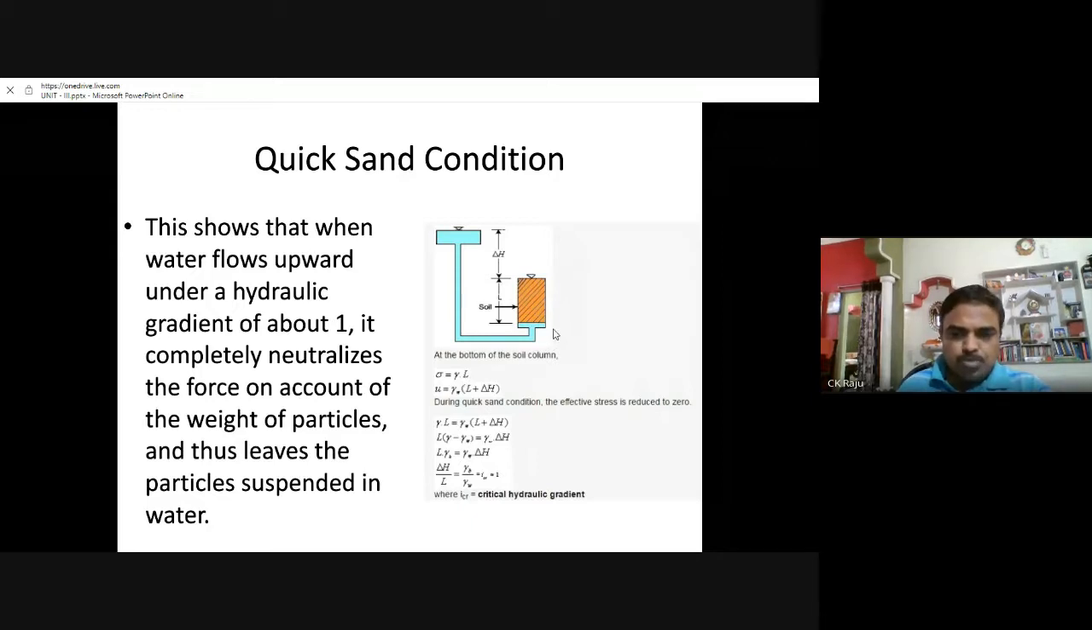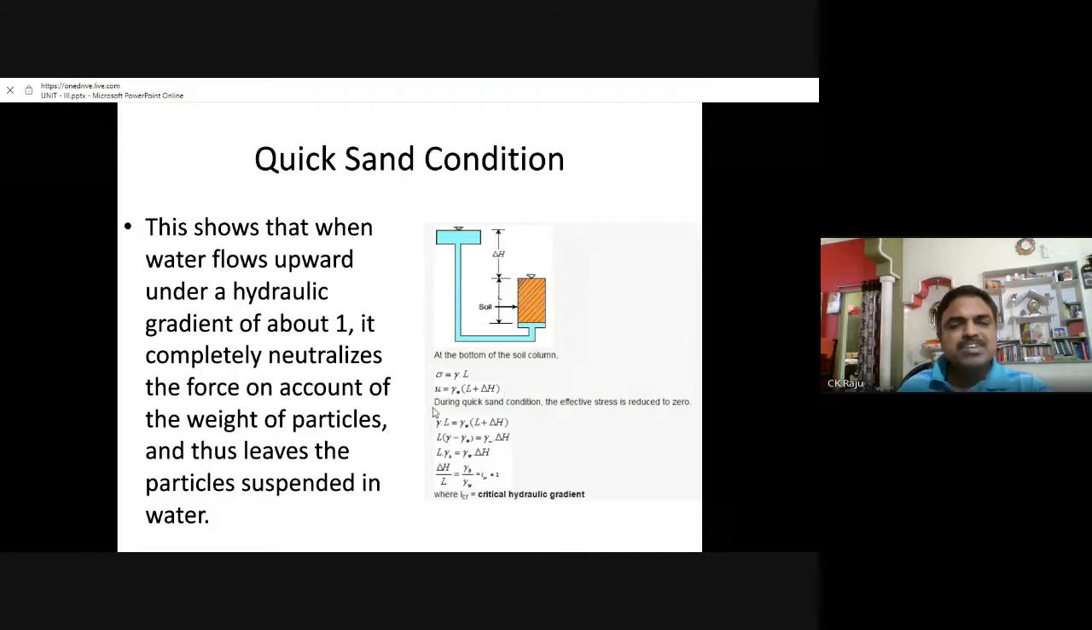And what is the pore pressure at the bottom? The bottom is connected to the reservoir, so whatever pressure we get is the water pressure. That is equal to L plus delta H, the total pressure head acting here. Therefore, the water pressure at the bottom of the soil sample is U equal to gamma W into L plus delta H.